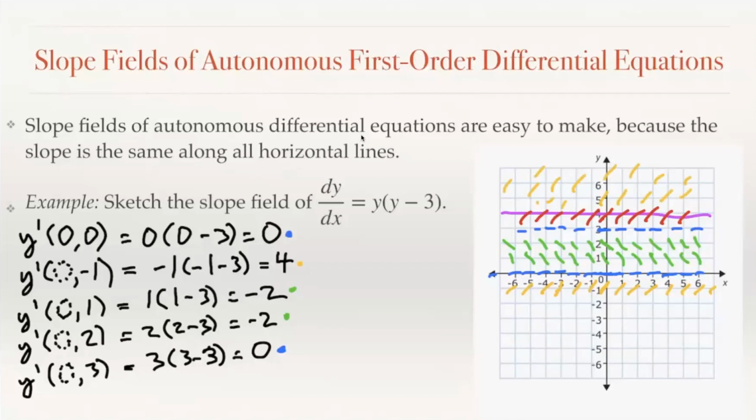And same if we plug in a number below 0, plug in a negative, we have a negative times a negative minus 3 is negative. Negative times negative is positive. So anywhere below 0, we have a positive slope. So that's a sketch of the slope field. Okay, now in black, let's sketch some solutions.